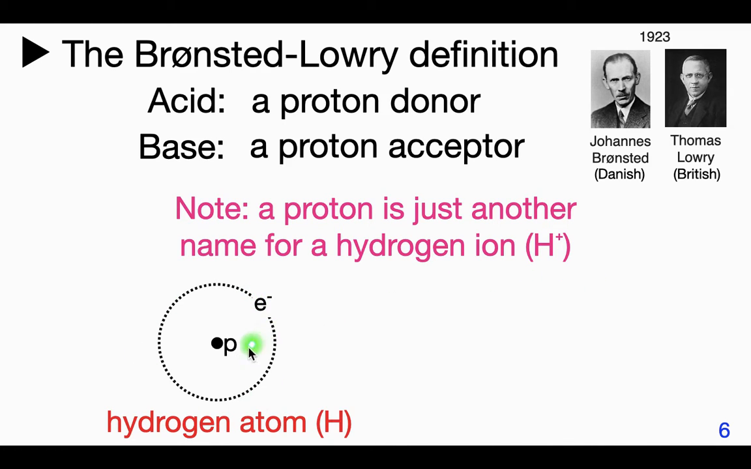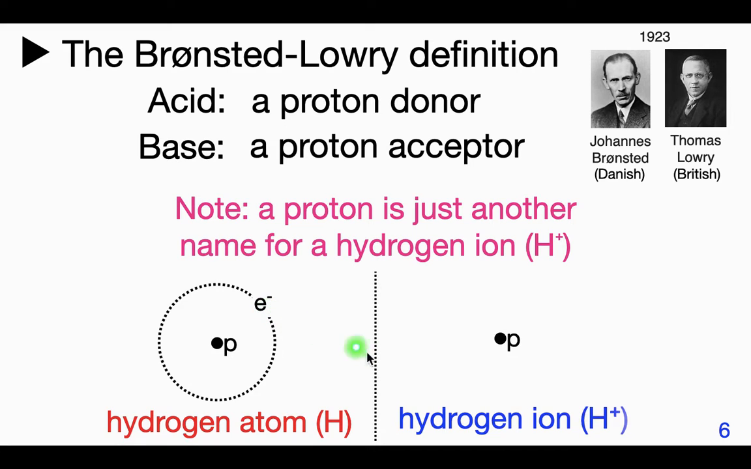This would be a hydrogen atom. Remember, a hydrogen atom just has a proton and an electron. Almost all hydrogen atoms have no neutrons. And so this is the most common, 99.99% of all hydrogen atoms is this. So if we got rid of the electron, well, we would have just the proton. And if we got rid of the electron, of course, we would have the hydrogen ion. So the hydrogen ion and a proton are exactly the same thing.